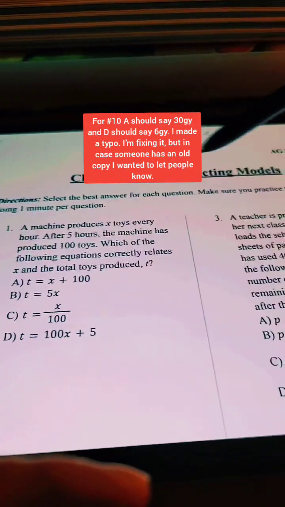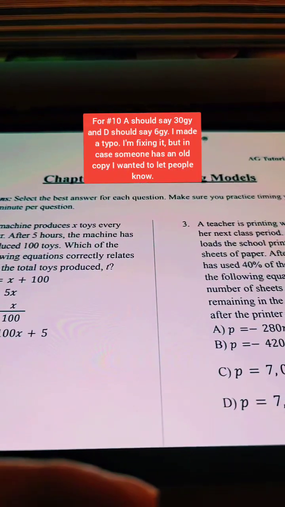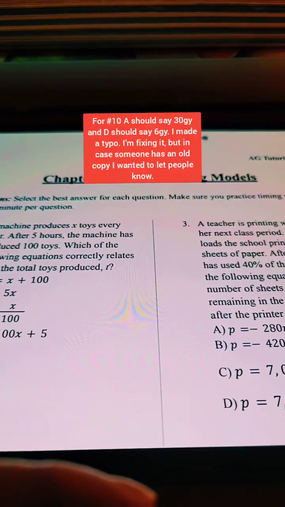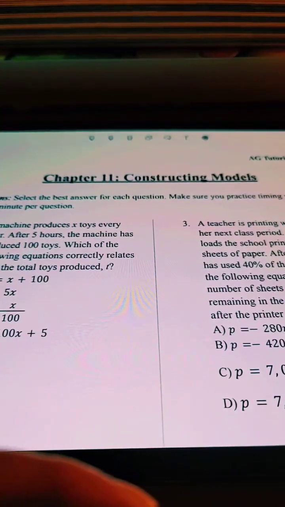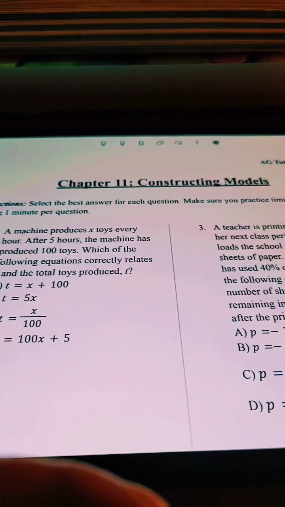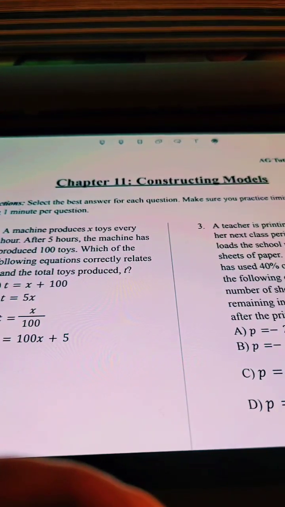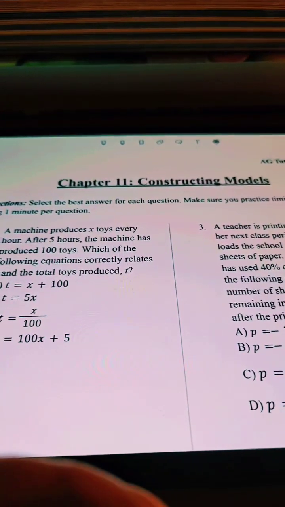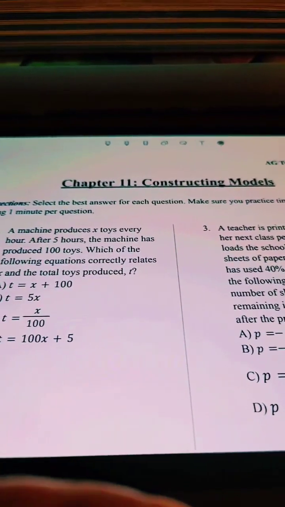Let's go to chapter 11, constructing models. If you have a copy of this, remember, I'm posting this on YouTube later, so I always like to say this for those people. Remember, if you have a copy of this, to do the problems and corrections on your own first for the best results before watching this video for explanations on anywhere you're stuck.